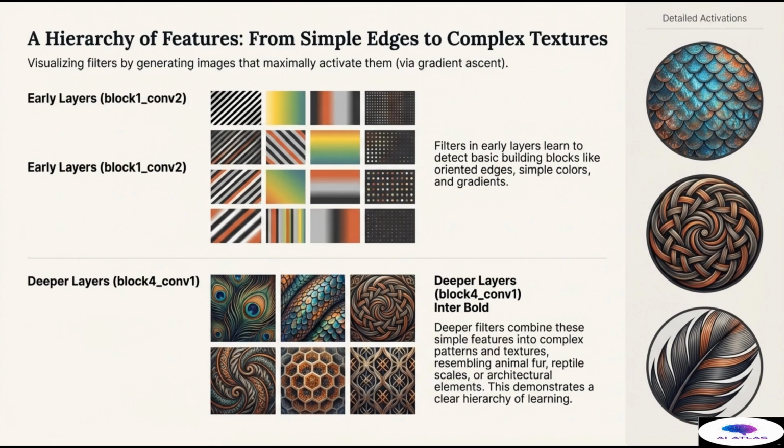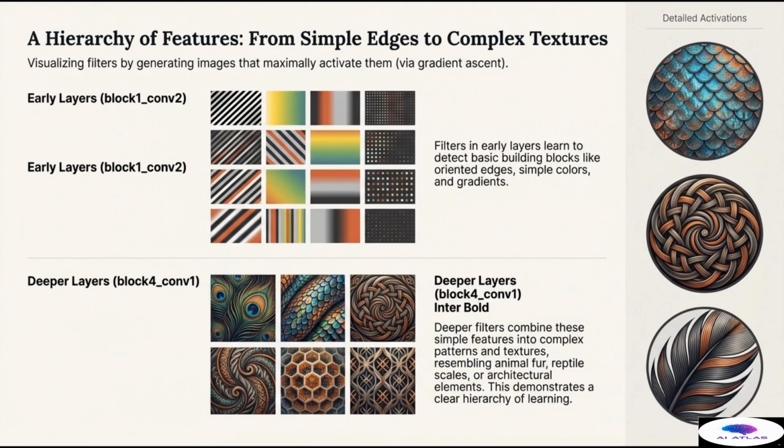The visualization process vividly demonstrates the core concept of ConvNets, the hierarchy of features. This slide starkly contrasts what is learned in the earliest layers versus the deepest layers. The visualizations for the early layers, such as those in Block 1 Conv2, reveal highly simple, foundational patterns. These filters are the most basic detectors, specialized in identifying oriented edges, lines angled at various degrees, or simple color gradients and solid color blobs. They form the fundamental alphabet of visual perception for the network.